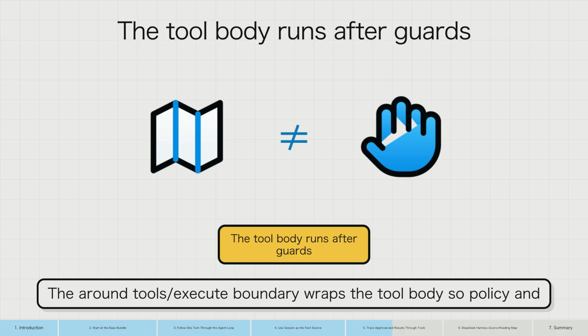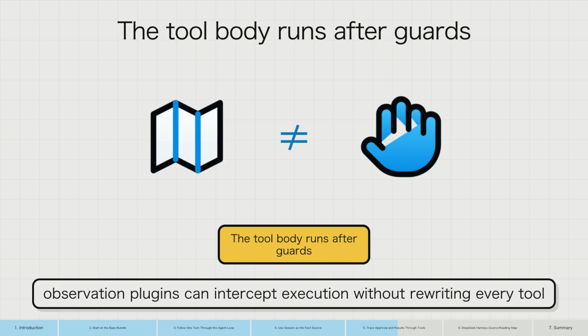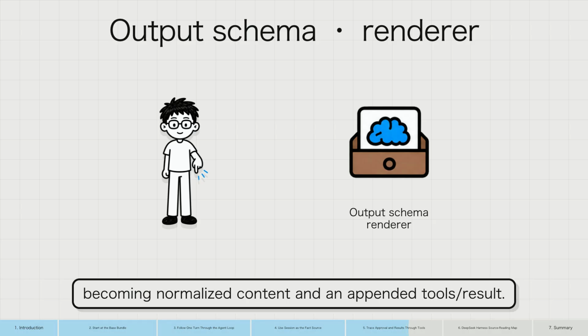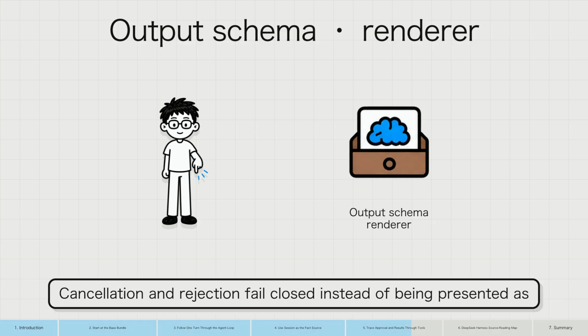The around tools/execute boundary wraps the tool body so policy and observation plugins can intercept execution without rewriting every tool implementation. The output still passes its schema, renderer, and post-execute work before becoming normalized content and an appended tools/result. Cancellation and rejection fail closed instead of being presented as success.